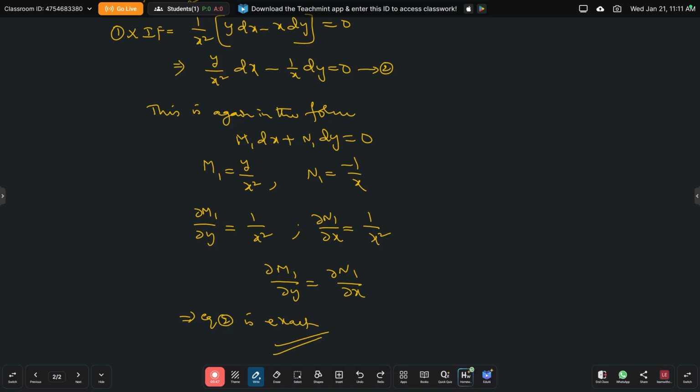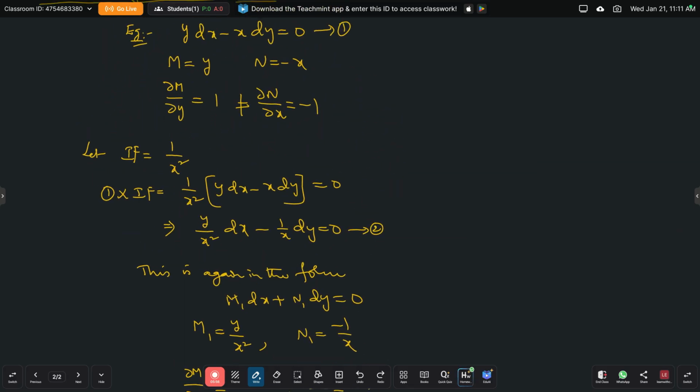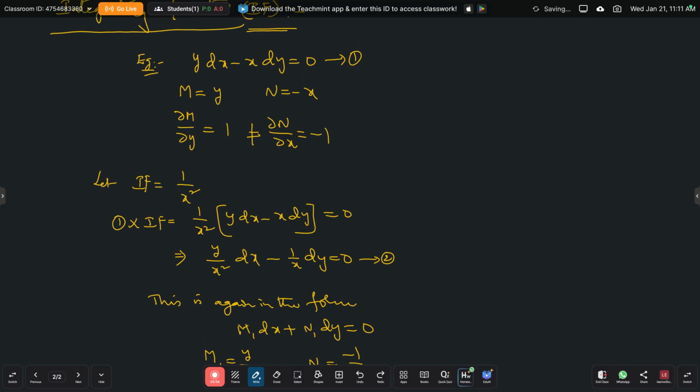Because already we have discussed many problems on how the general solutions are formed once it is exact. So our observation is here. I have a differential equation which is not exact, that is y dx minus x dy equal to 0, not exact: dou M by dou y not equal to dou N by dou x.